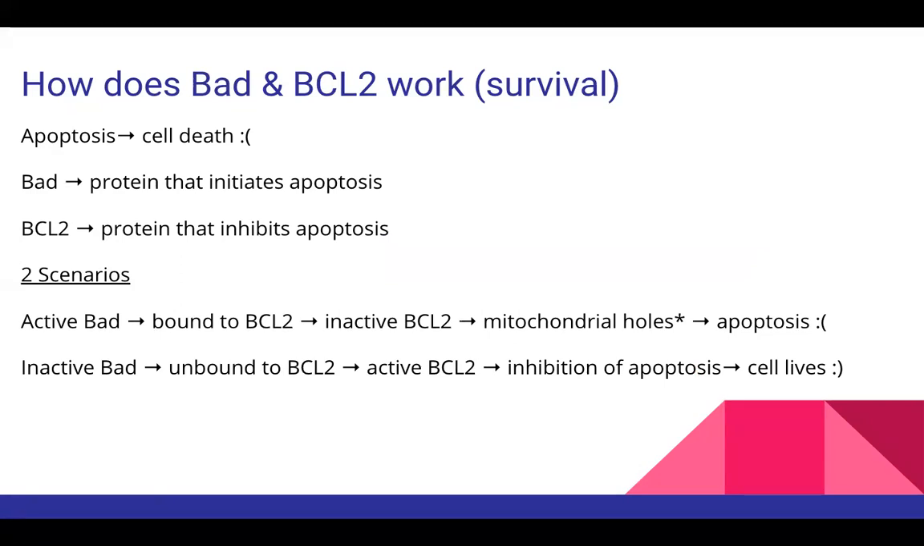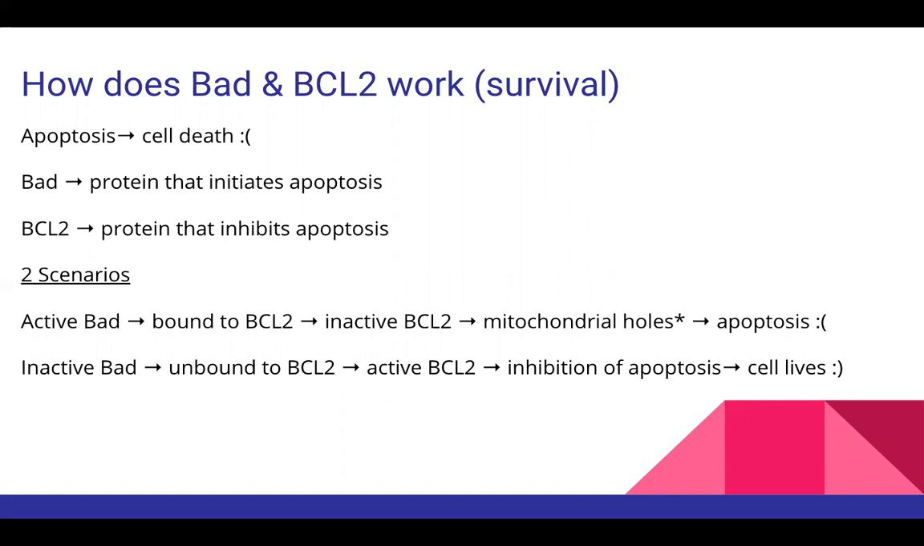And so basically, in this pathway, the default setting is cell death, which is called apoptosis. And we have this protein BAD, which is a protein that initiates apoptosis, which means it allows it to happen. And we have this protein BCL2, which is bound to BAD when BAD is active, which stops cell death from happening.